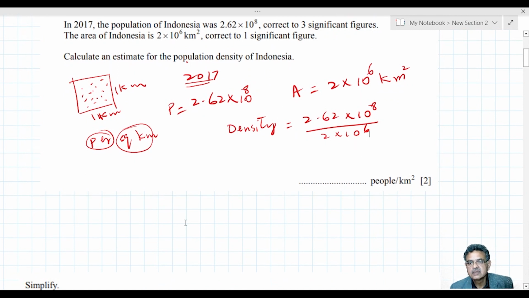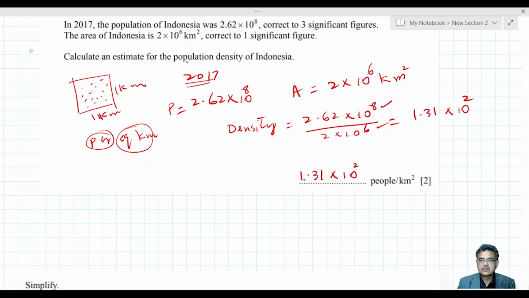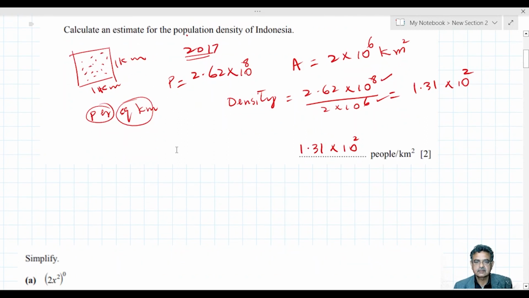Okay, when we divide it by 2, 2.62 divided by 2 is 1.31 into 10 to the power 8 minus 6, 10 power 6. It will be subtracted when it moves upwards, that is 2. So this is 1.31 into 10 to the power 2 people per square kilometer, or in other words you can say that 131 people live in 1 square kilometer.